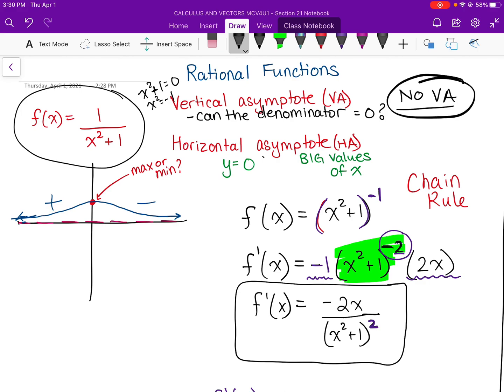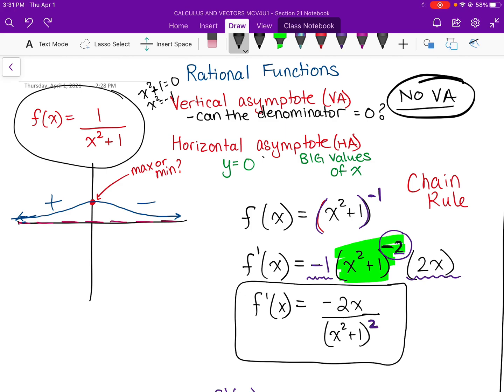Then we talked about horizontal asymptotes. So we concluded that if there's a higher degree in the denominator, so this is a degree 2 in the denominator, then we're going to have an asymptote at y equals 0. And one way to look at horizontal asymptotes is to picture x being really big or really small and see what happens on the outskirts of the graph there.